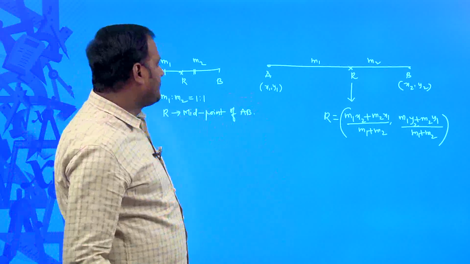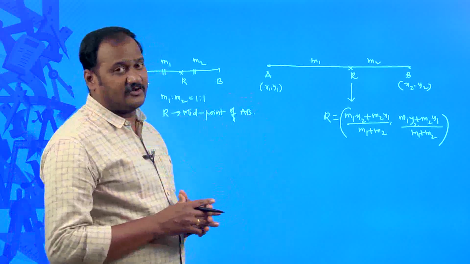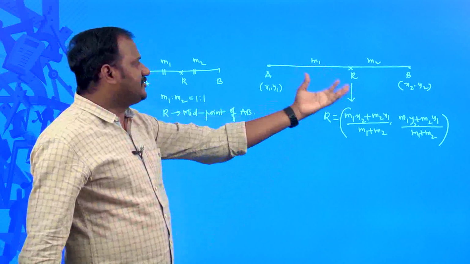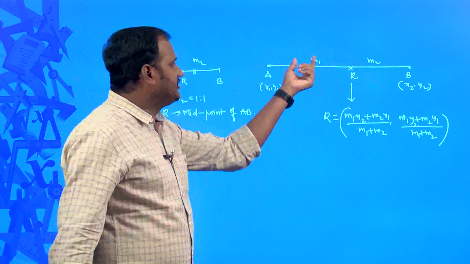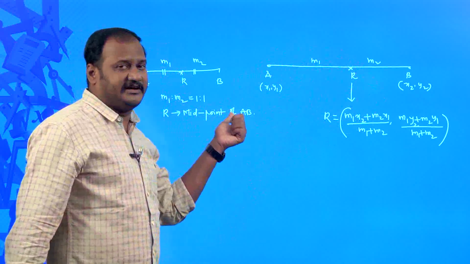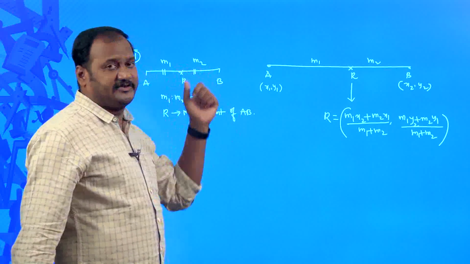And how do you find out the coordinates of the midpoint? See here, R is a point lying on AB in the ratio M1 is to M2. But now here R is called the midpoint of AB when M1 is to M2 is equal to 1:1.